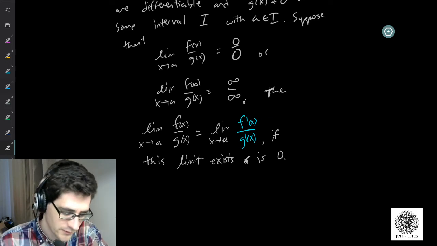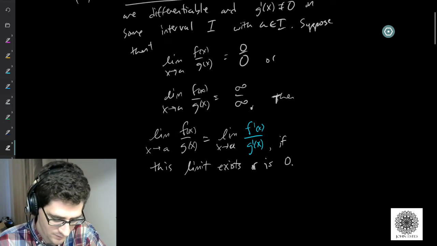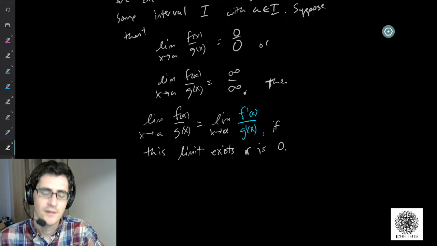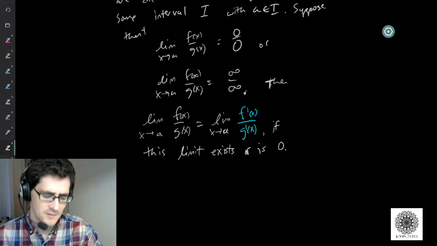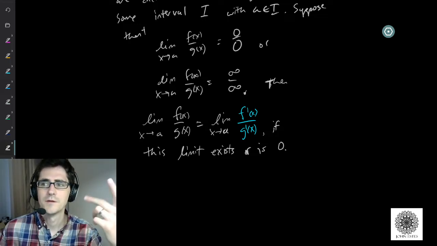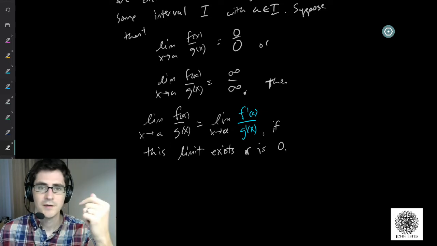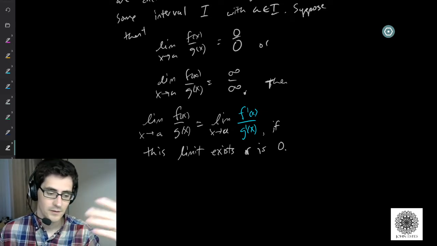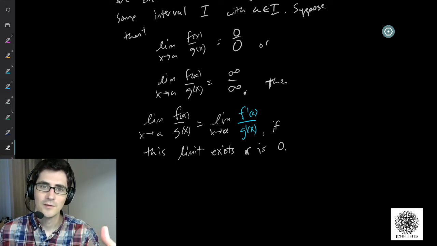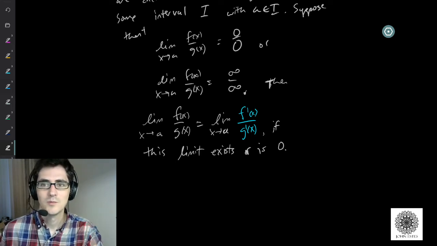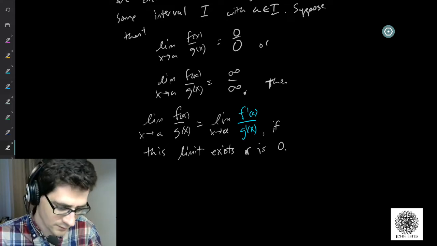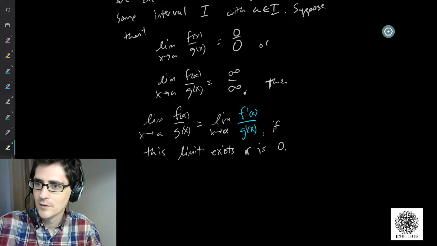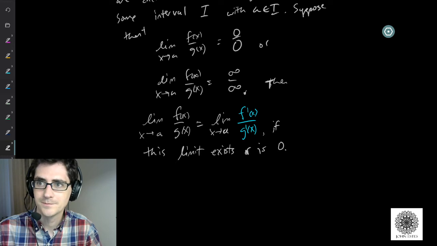Okay, so that's a lot of wording, but think about what we're saying here. We're saying that, look, if you have this indeterminate form 0 over 0, infinity over infinity, then what you can actually do is just take the derivative of the numerator and the derivative of the denominator and look at that limit. And then that would be a limit that we could evaluate, possibly. All right, so we're going to look at some examples.